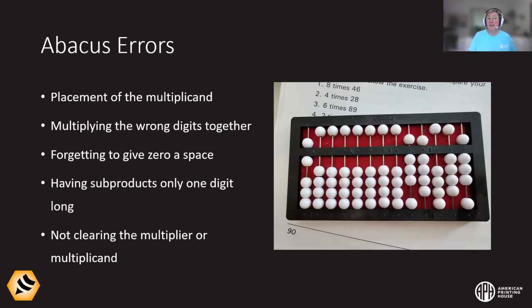And then last but not least, not clearing the multiplier or multiplicand and actually reading it into your answer can be a problem. So they've left it on and they continue to read it as if it were part of the problem. So those are some of the things that you might want to watch for Abacus errors.